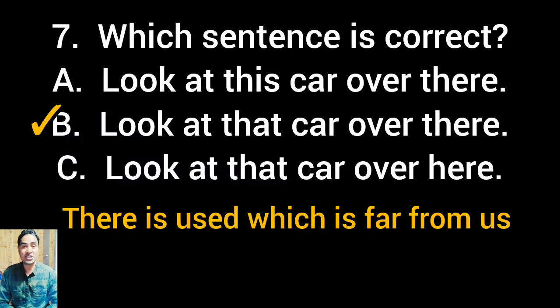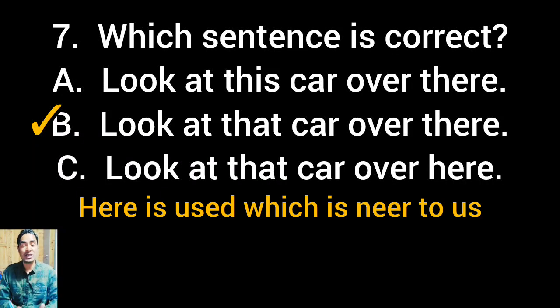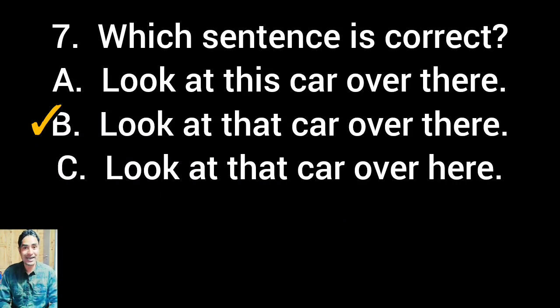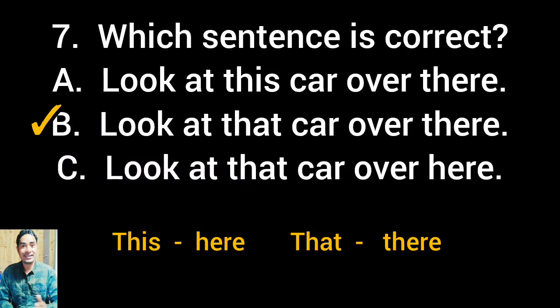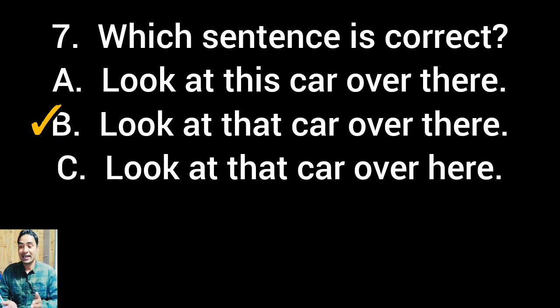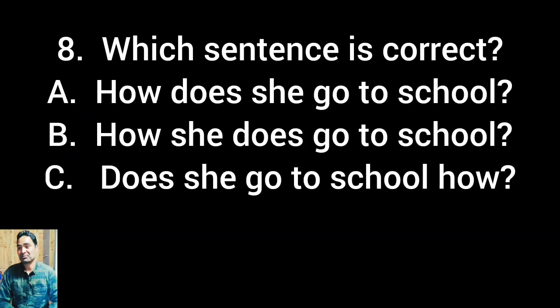And there is used for something far from us, and here is used for something near to us, close to us. That's why this, here, that, there. So the correct answer will be: look at that car over there. That, there, this, here. Let's get to the next question.